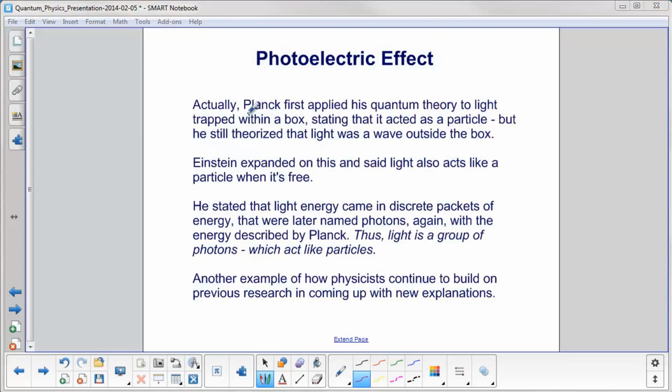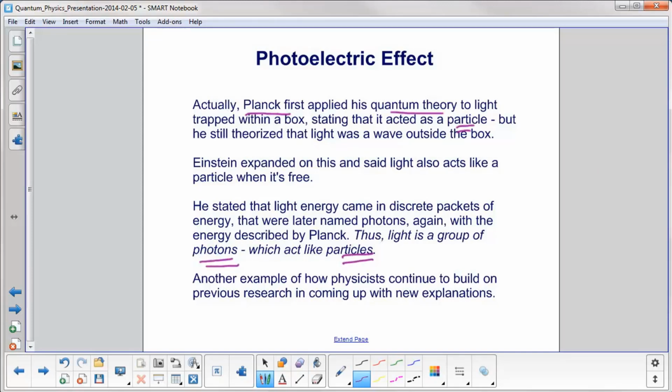Actually, Max Planck did first apply his quantum theory to light trapped within a box. And he stated that if the light were in a box, it did act like a particle, but outside the box it acted like a wave. Einstein expanded on this and said light also acts like a particle when it's free, when it's outside of any confining box. He stated that light energy came in discrete packets of energy that were later named photons, again with the energy described by Planck. Thus, light is a group of photons which act like particles.